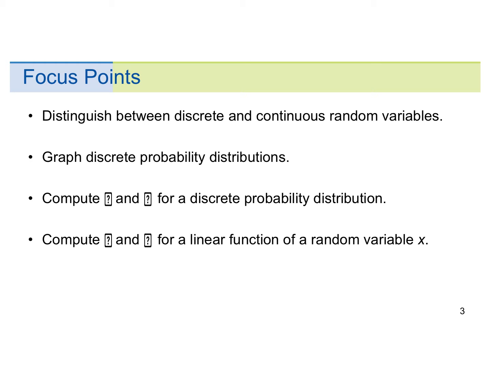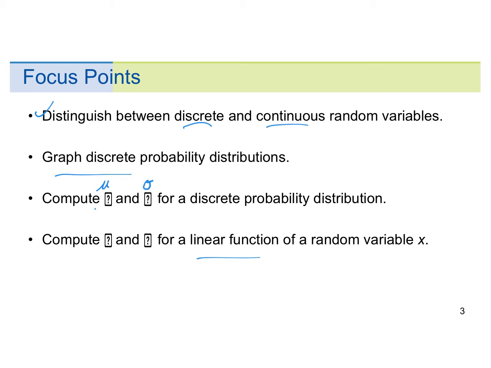So first thing we're going to do is distinguish between discrete and continuous random variables. We're going to look at a graph, which is going to be a histogram, and we're going to compute two things. We're going to compute mu and sigma. We need to remember what those are, okay? We're not going to worry about the linear function yet.